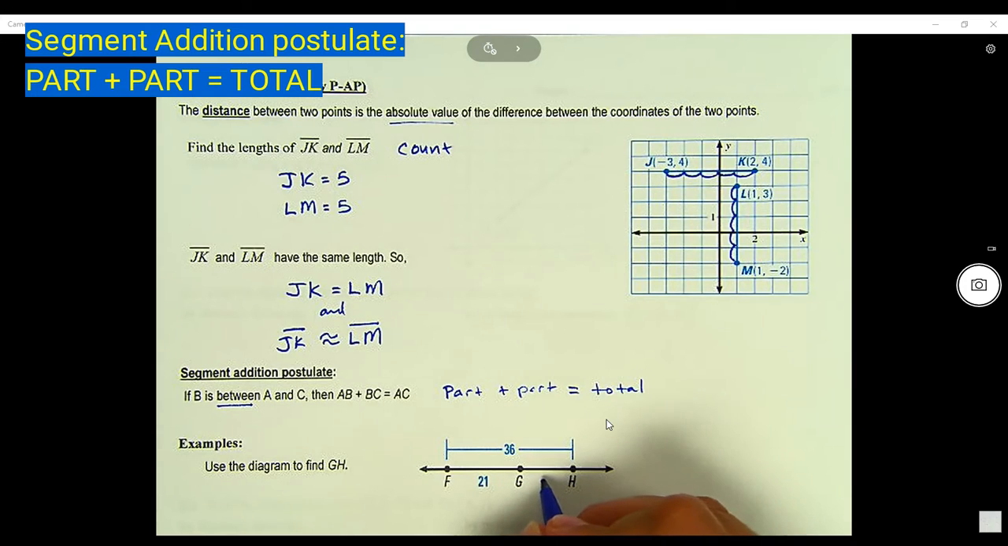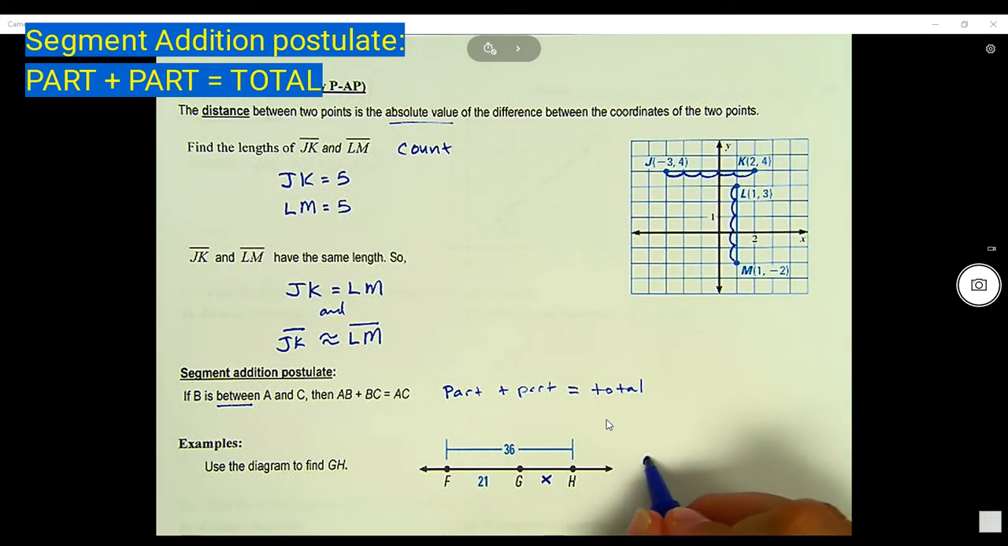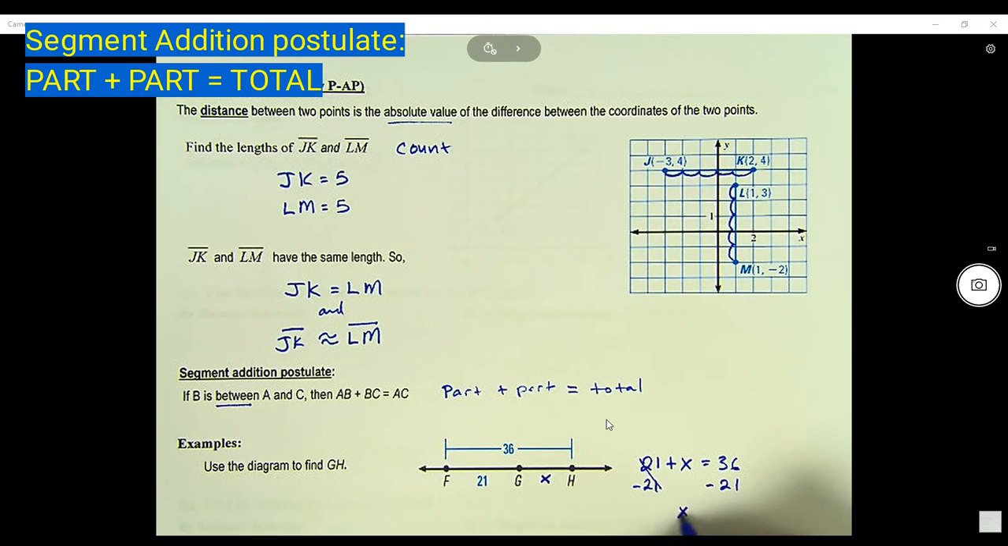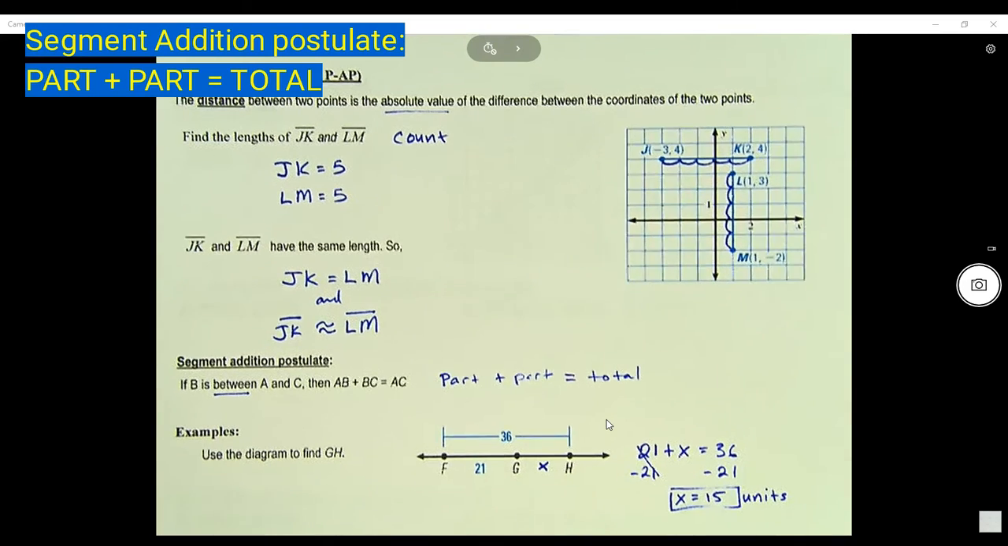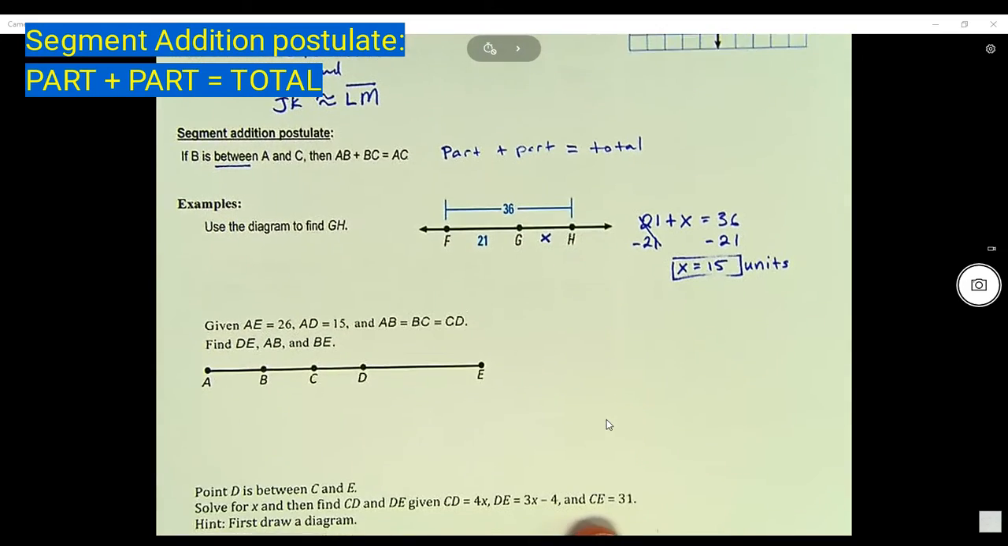We could do this algebraically. We can put an x here, and we could write an equation that says 21 plus x equals 36, and then subtract 21 from both sides. That cancels, and x equals 15. And you probably want to add some units in there. Just go ahead and write units if it doesn't say feet or inches. Move this up a little bit.